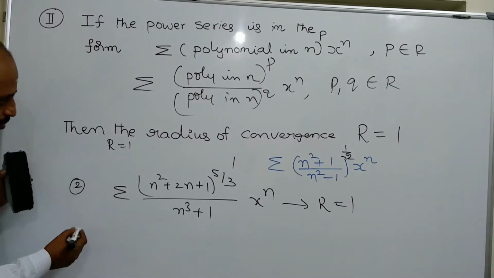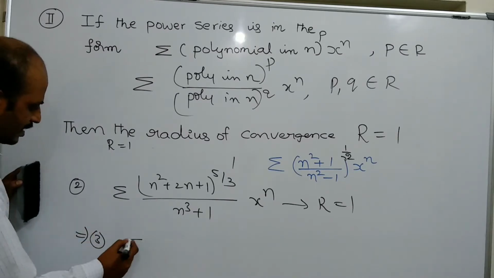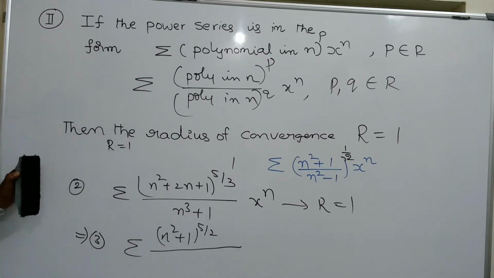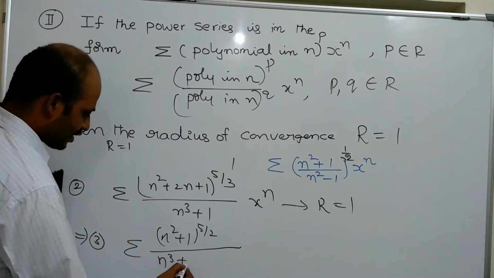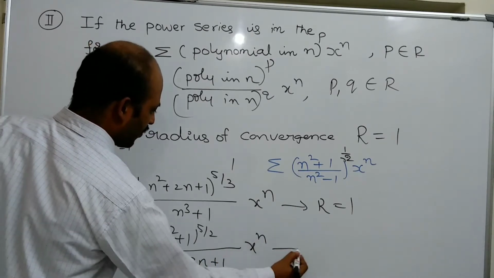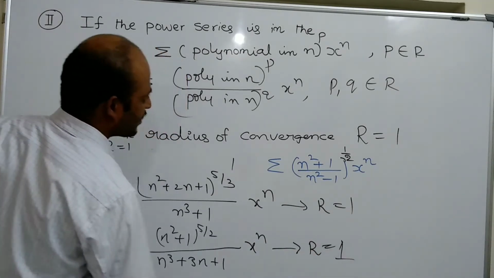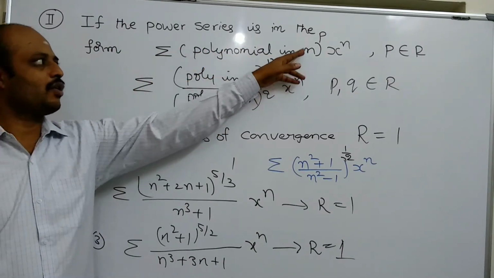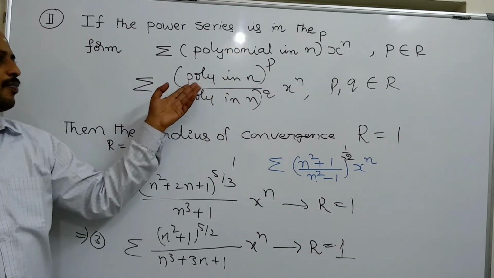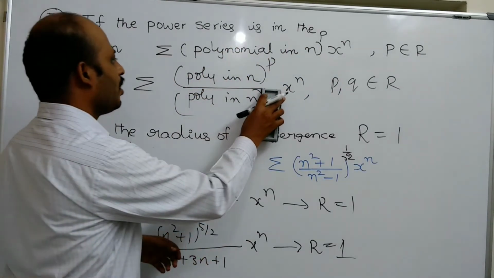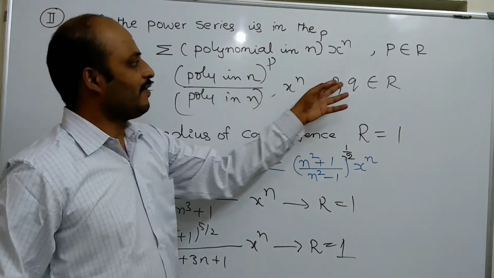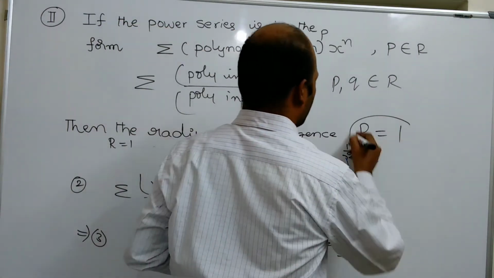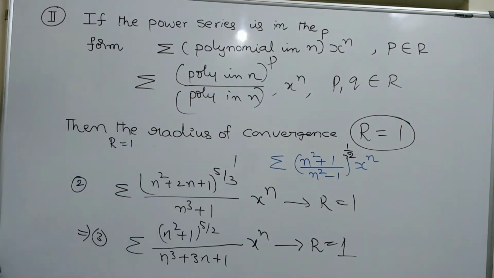Let us see one more example. Example number 3. Summation n square plus 1 whole power 5 by 2 divided by n cube plus 3n plus 1 into x power n. Here also the radius of convergence is equal to 1. So you observe that if the power series is in this form, summation polynomial in n whole power p into x power n, or summation polynomial in n divided by polynomial in n whole power p into x power n, where p and q both are real numbers, then the radius of convergence must be equivalent to 1.